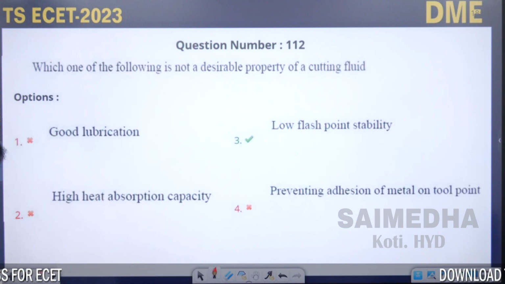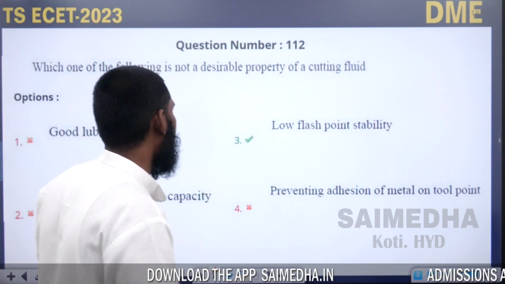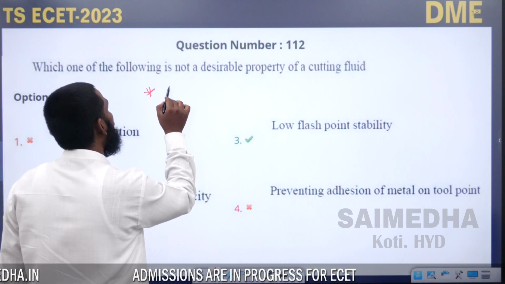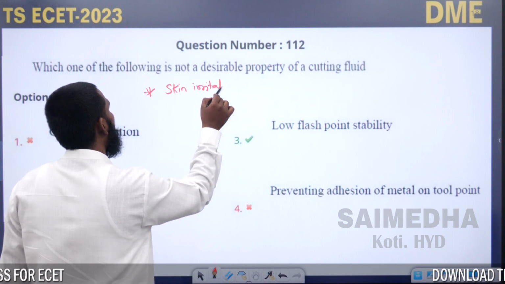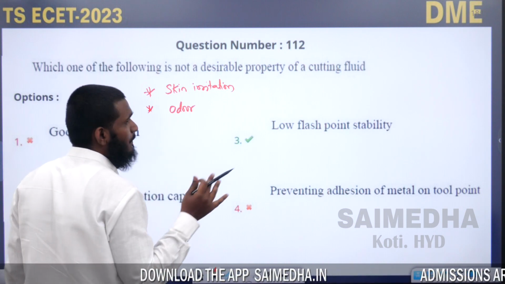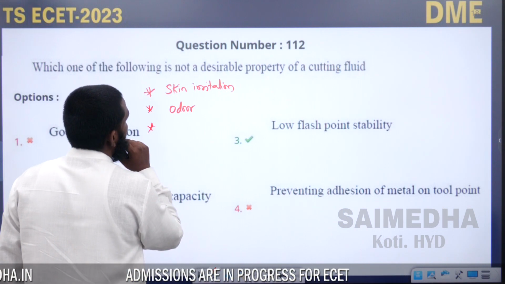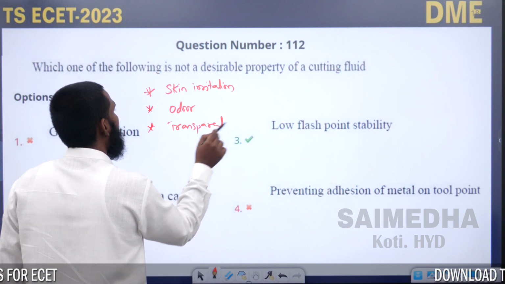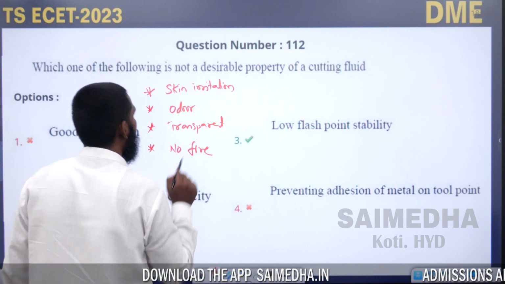Now which one of the following is not a desirable property of a cutting fluid? Whenever we go with the properties of the cutting fluids, it shouldn't cause skin irritation. Bad smell or odor should not be there. Then it should be transparent, water transparent, and it should not cause any fire.